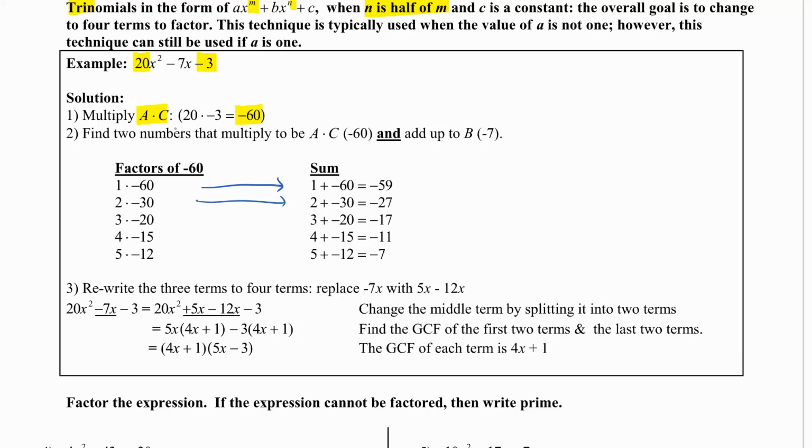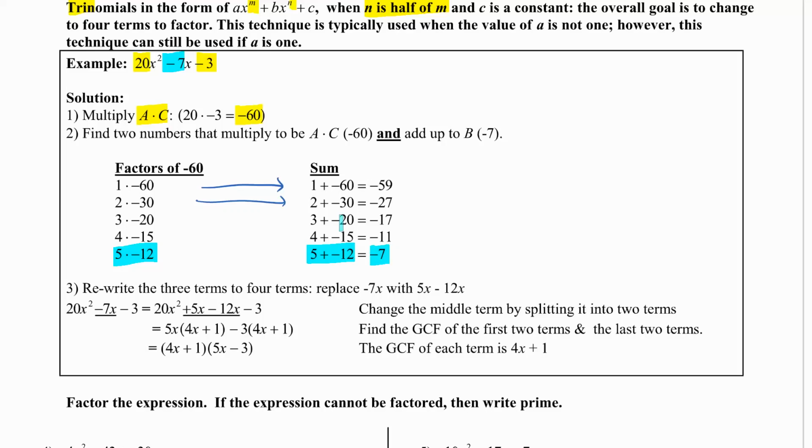And we keep going until we get that middle term, that b value there. So when did we get negative 7? That's right there. And then we just stop. We don't have to keep going with factors after that once we find those 2 numbers. Okay. So once we find those 2 numbers, 5 times negative 12 is negative 60. 5 plus negative 12 is that b value, that middle term.